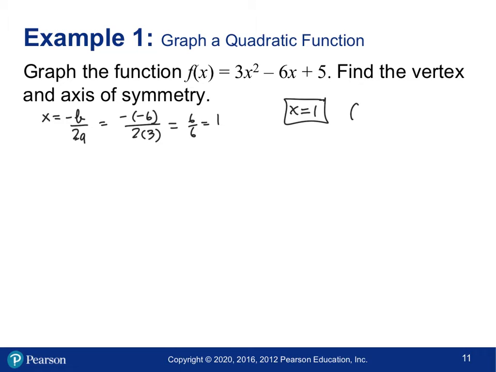And the vertex, to find that, we just plug 1 back in the formula, which would give us 3 minus 6 plus 5. So that's 2. Okay, so (1, 2) is our vertex.